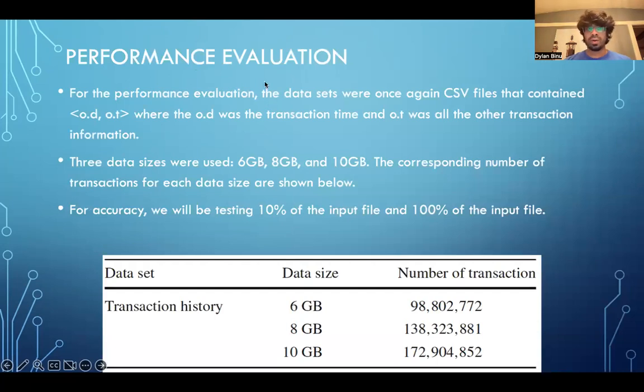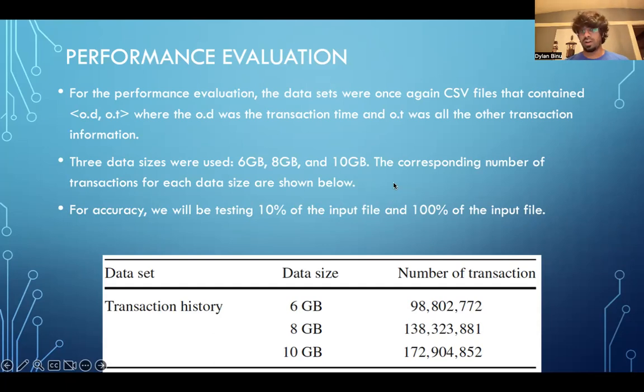All right, so we are now going to look into the performance evaluation of the testing that was done. For the performance evaluation, the data sets were once again CSV files similar to our first example, and they contained this format where OD was the transaction time and OT was all the other transaction information. The three data sizes that were used for these CSV files were 6 GB, 8 GB, and 10 GB. And you can see the number of transactions that each of those files holds over here. It is in the hundreds of millions.